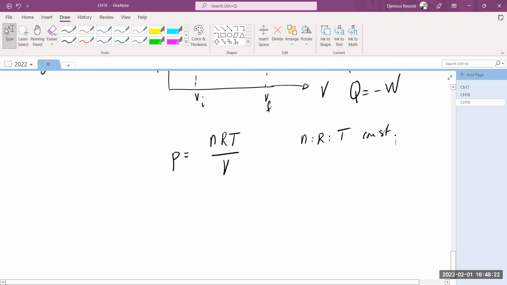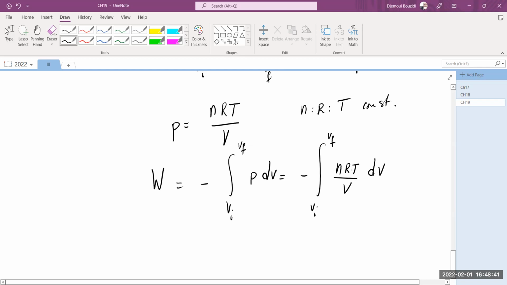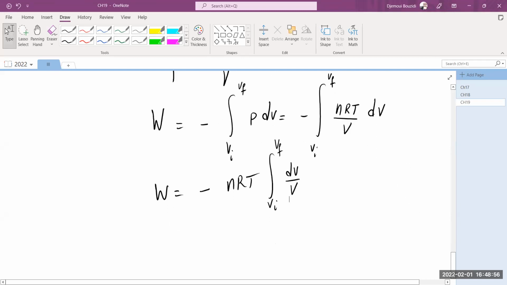So then the work, W, is going to be the integral from V initial to V final of minus P dV, where P is equal to nRT over V. With n, R, and T all constants, they come out of the integral, and the work is going to be negative nRT times the integral from the initial value to the final value of the volume of dV over V. So I have to do this integral now.